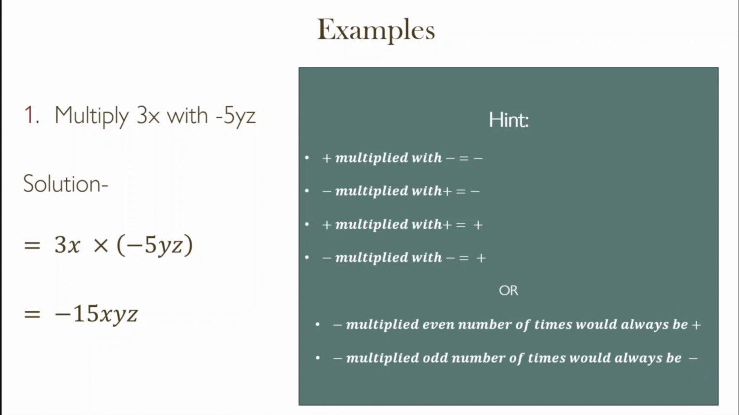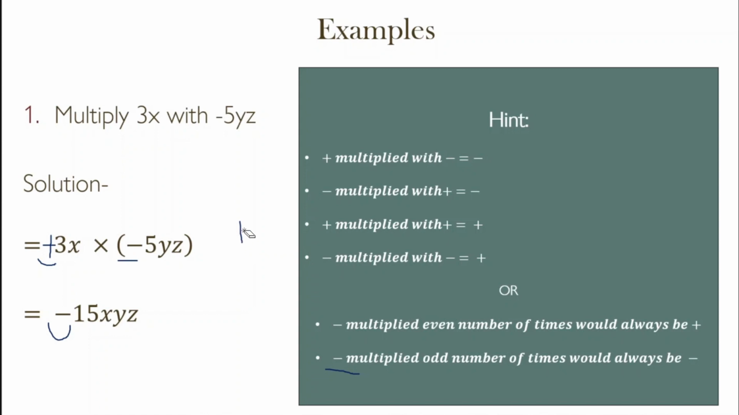Now let's start with the question. It says multiply 3x with minus 5yz. Following the steps, first we will multiply the signs. Since 3x doesn't have a sign before it, it means it is positive, right? So plus multiplied with minus. As our hint says, if minus is there an odd number of times, here minus is there just one time, which is odd, so the answer would be negative. That's why the answer is negative.